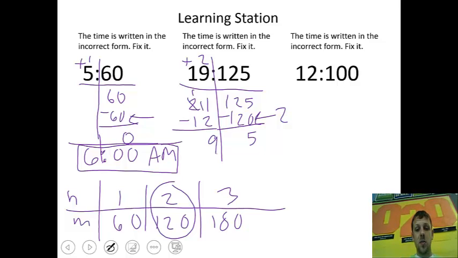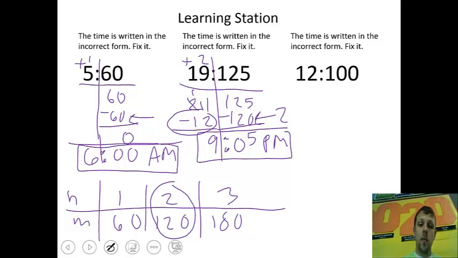And that makes sense because if you go up from 12 and count on your fingers, you'll get 9 until you get to 21. So we know this is going to be 9 colon, and I'm going to put a 0, 5. Because I had to subtract 12 on this side, this is going to be PM. This is at night.